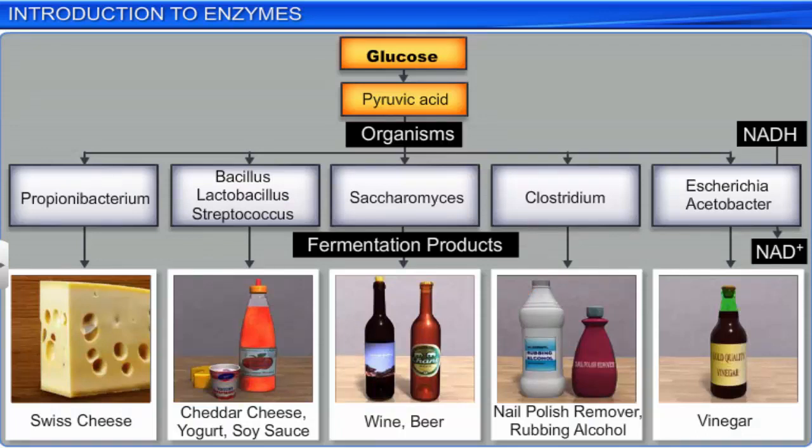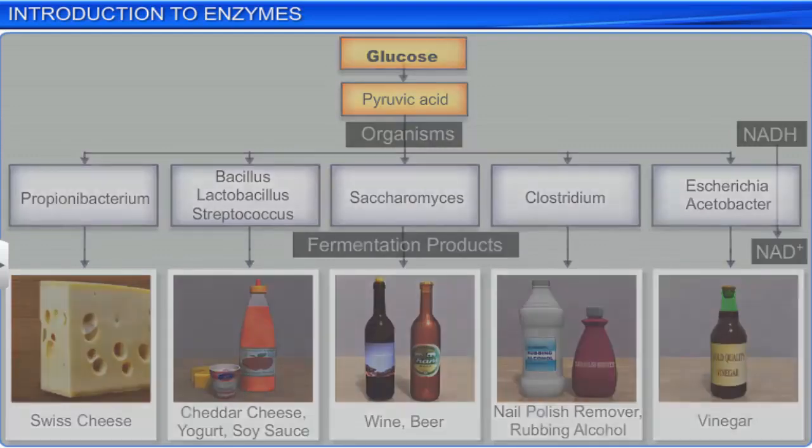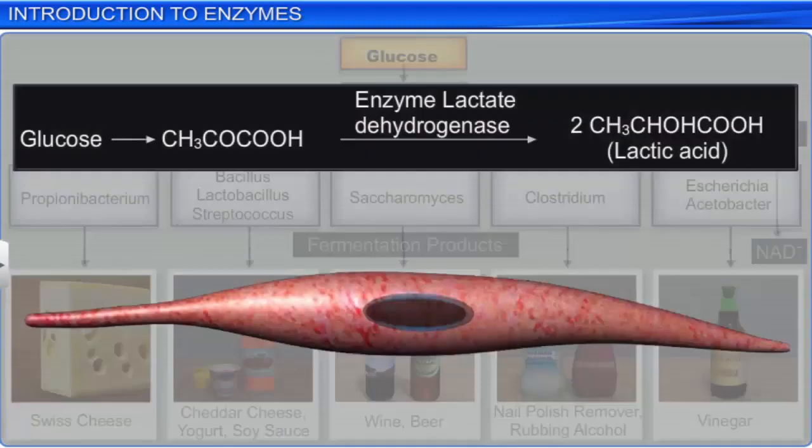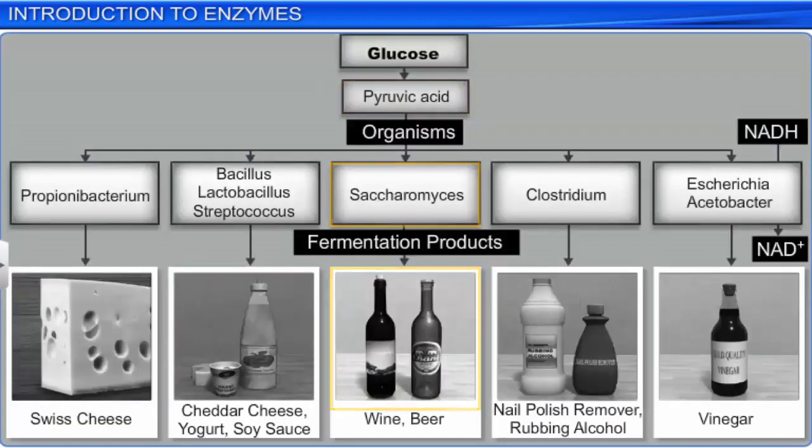During aerobic respiration, it forms acetyl-CoA and carbon dioxide in the presence of the pyruvate dehydrogenase enzyme. While during anaerobic respiration in the muscles, in the presence of the enzyme lactate dehydrogenase, pyruvic acid leads to the formation of lactic acid. On anaerobic respiration in yeast, the same pyruvic acid leads to alcoholic fermentation in the presence of the enzyme pyruvic decarboxylase. Therefore, metabolic pathways catalyzed by enzymes yield different types of metabolic end products under different conditions.